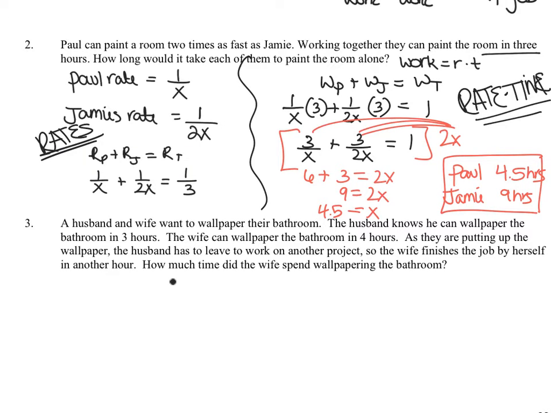Now, if we do what we did last week where we get that common denominator, which in this case would be 6x, you would get 6 over 6x plus 3 over 6x equals 2x over 6x, right?